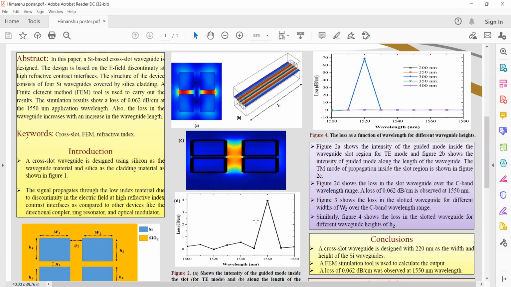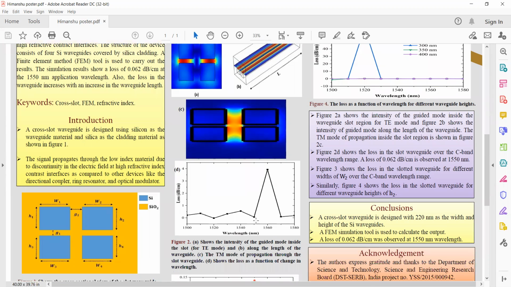And figure 2C shows the TM mode of propagation inside the slotted region of the waveguide. And figure 2D shows the loss incurred by the device over the wavelength ranging from 1500 nanometer to 1580 nanometer. So we have used 1550 nanometer as the application wavelength because 1550 nanometer is the low loss optical wavelength, and at 1550 nanometer we observed a loss of 0.062 dB per centimeter.